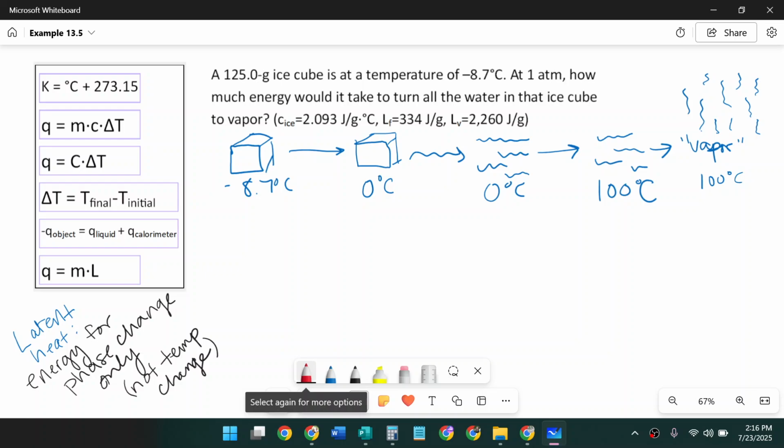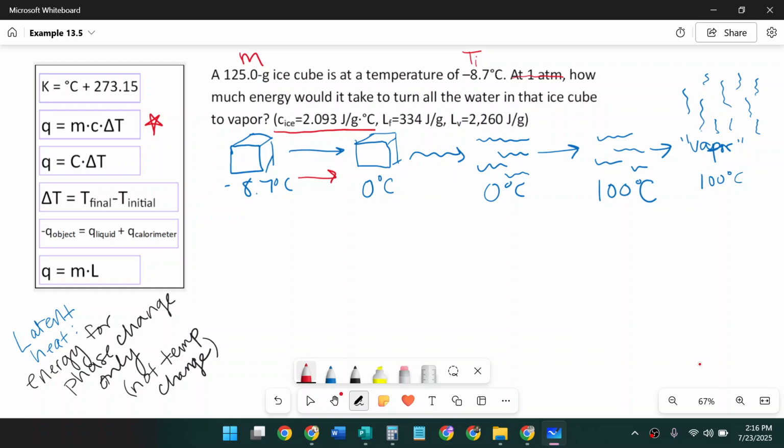So the first step is a temperature change. That means we need to go back to the thing that we've already done, the Q with the temperature change in it. So let's label what we know. We have the mass of the ice cube. We have the initial temperature of the ice. And the 1 atm is just helpful information to know that we don't have to do anything weird, but we're going to ignore that because we're not dealing with pressure right now. And then we have the C for the ice cube.